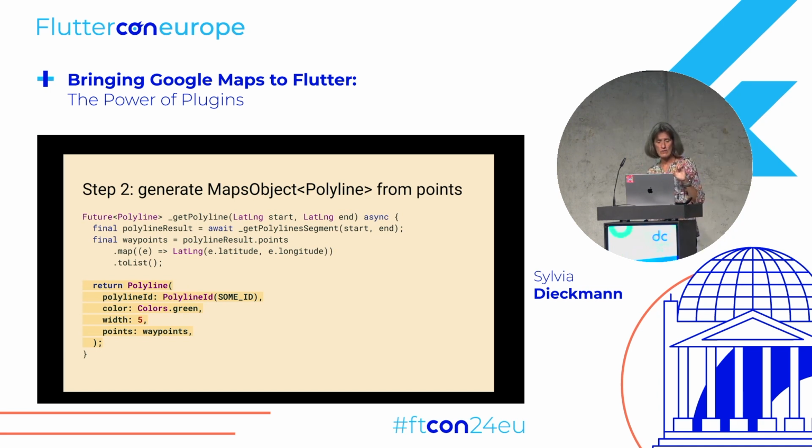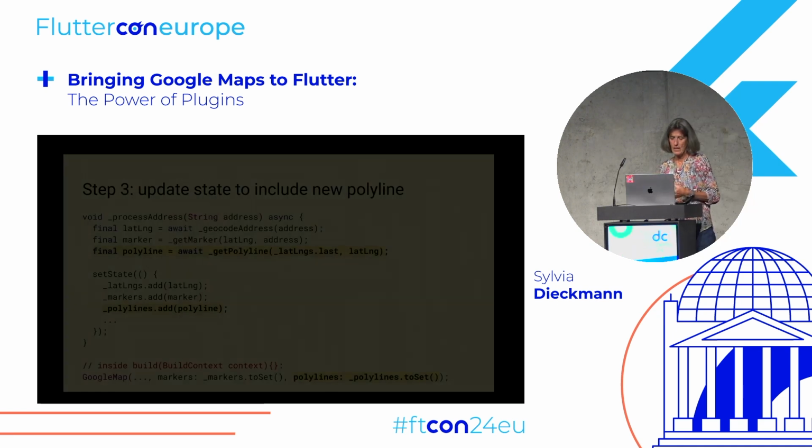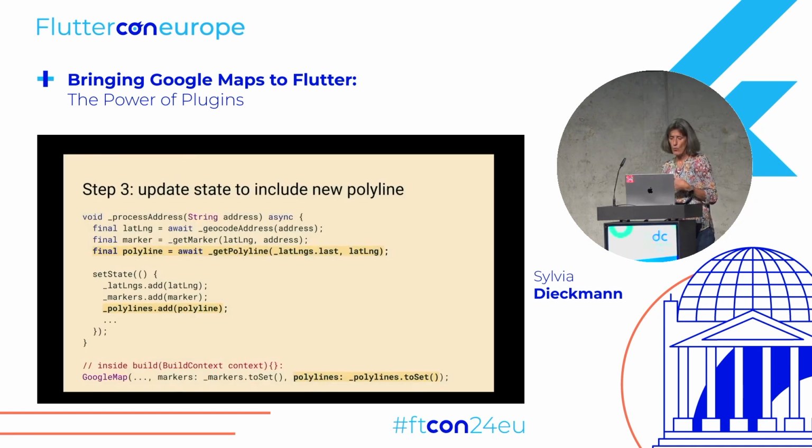Now this should look almost identical to the markers object because it is the same package and kind of the same style. A polyline object contains, again, a unique ID, some styling information, and rather than a single point, it now contains a list of waypoints. Once we have this new polyline, which we added to our state, so the state keeps a list of polylines, we ask Google Maps to include these polylines in the next rebuild of the map.